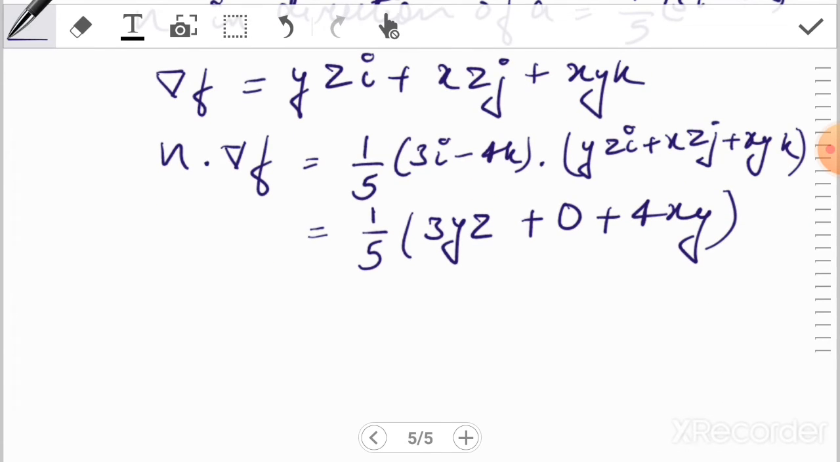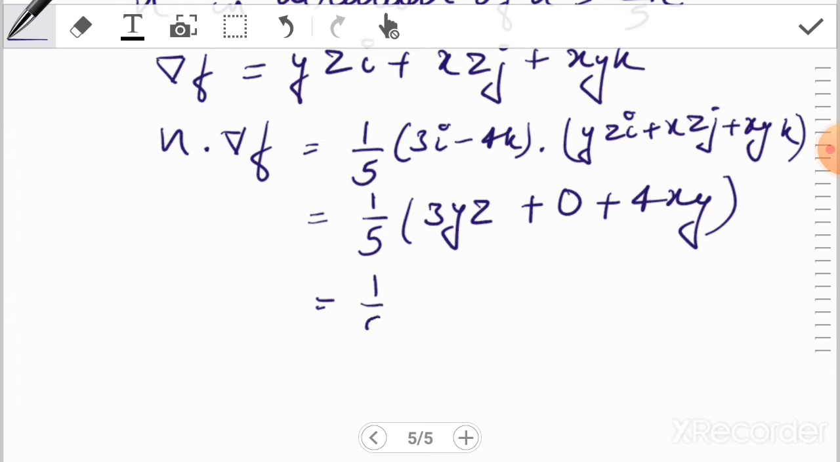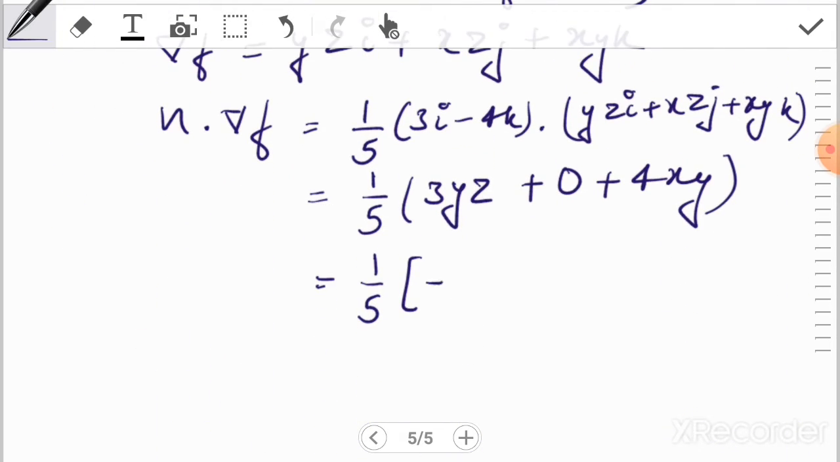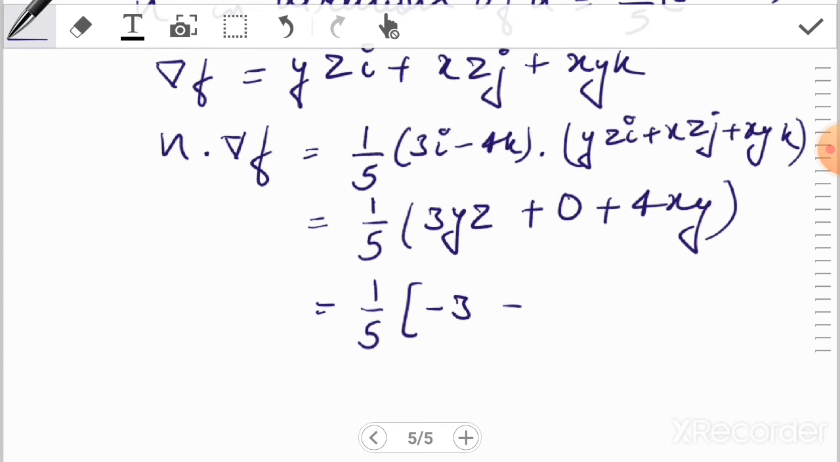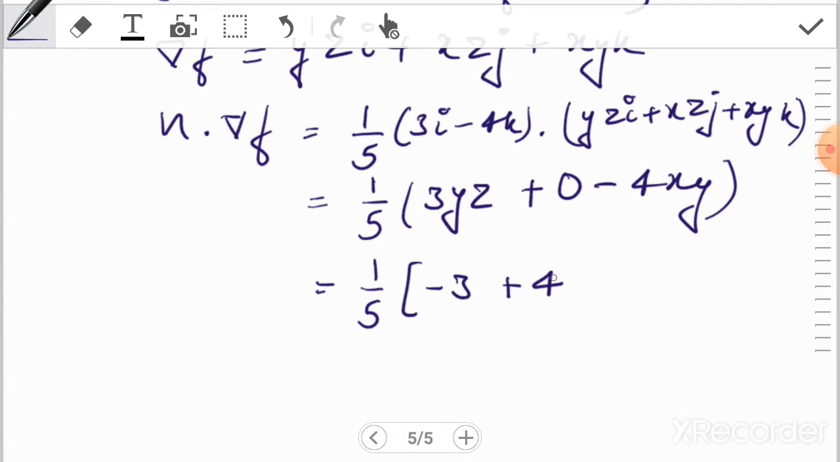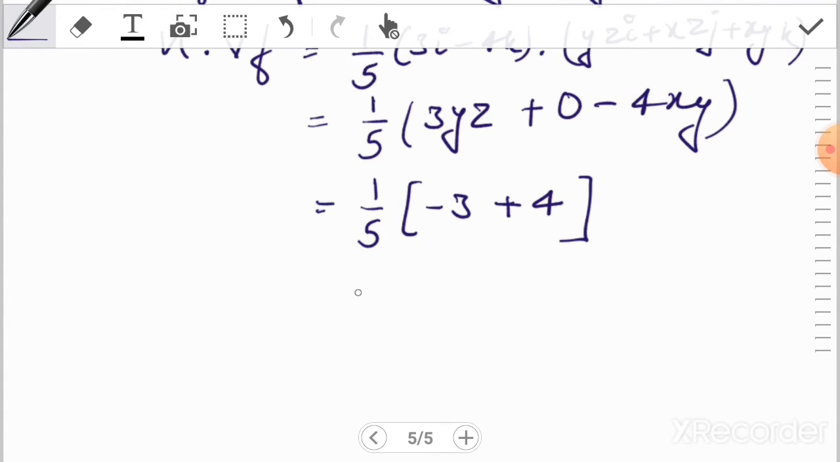Now put the value of x, y and z. So 1 by 5, 3 into minus 1 into 1, so minus 3, minus of, okay, here it is minus, so minus of 4 into x into y, that is 1 into minus 1, again minus 1, so it will be plus. So we have 1 by 5 as the answer.